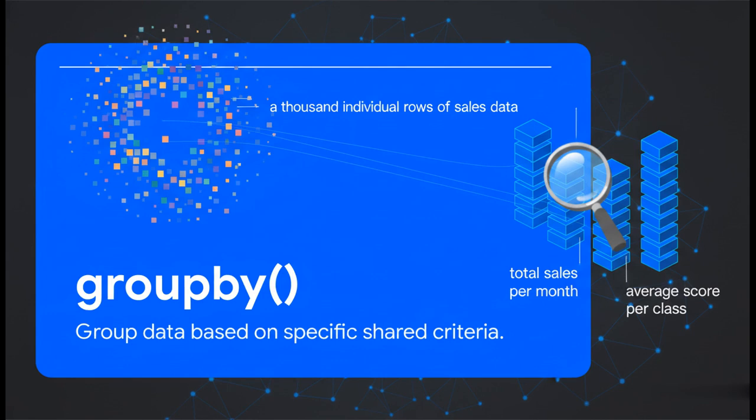And this brilliantly illustrates the power of the group by function. It's a programming command used to group data based on specific shared criteria. So instead of staring at 1,000 individual rows of sales data, Group By lets you instantly organize all those fragments into highly meaningful categories, like total sales per month or average score per class.